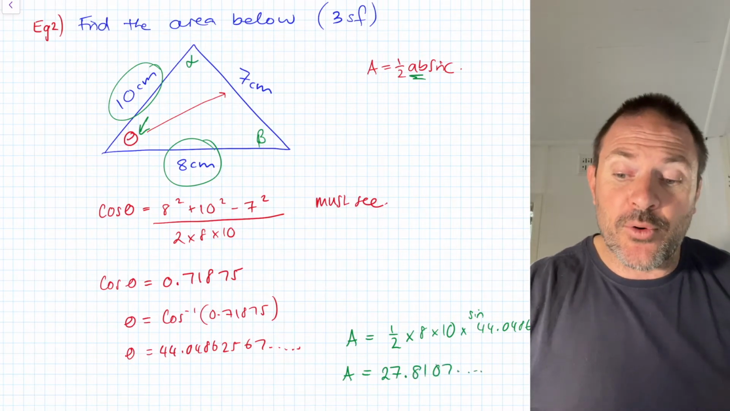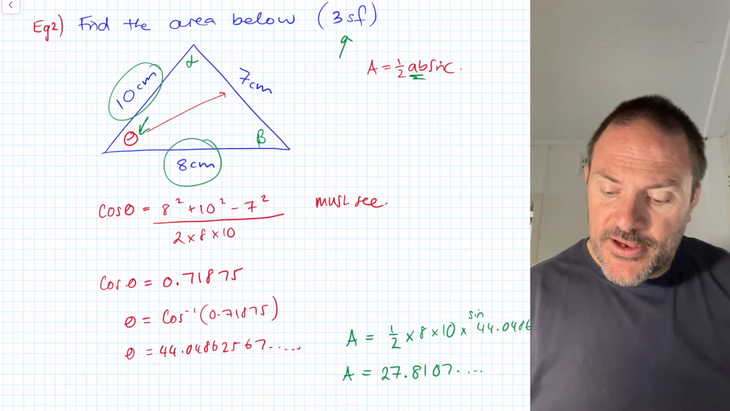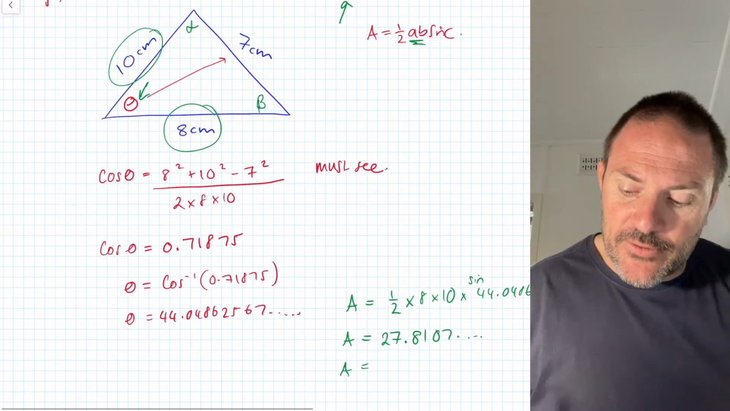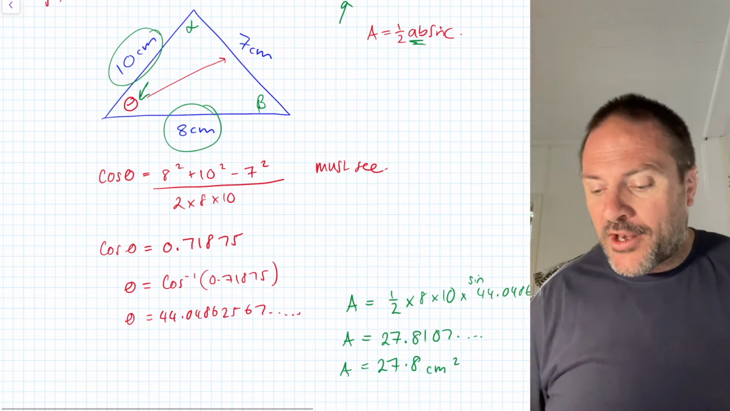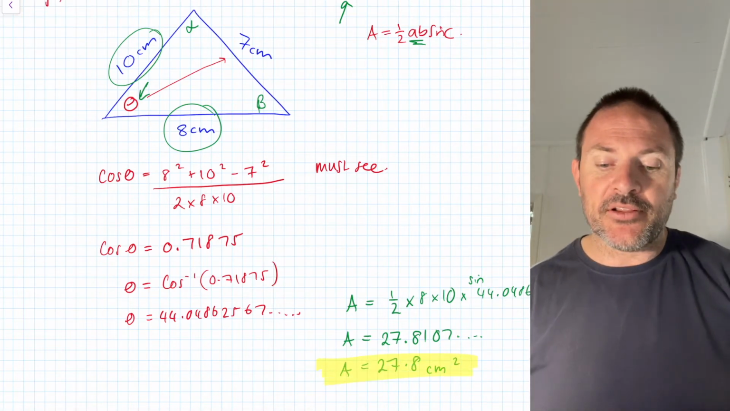27.8107... I look at my question, it says 3 sig figs. So A equals 27.8 centimeters squared. Remembering again, we are finding the area of that particular triangle.